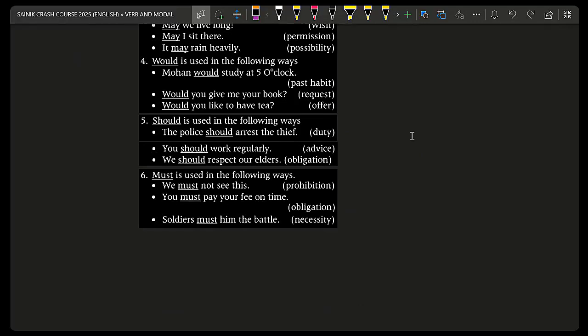Obligation: You must pay your fee on time. So there is an obligation. Compulsion, necessity: Soldiers must beat him in the battle. Here the verb is missing. Soldiers must beat him in the battle or kill him in the battle. So must is a necessity. And next we are going to use shall or will.